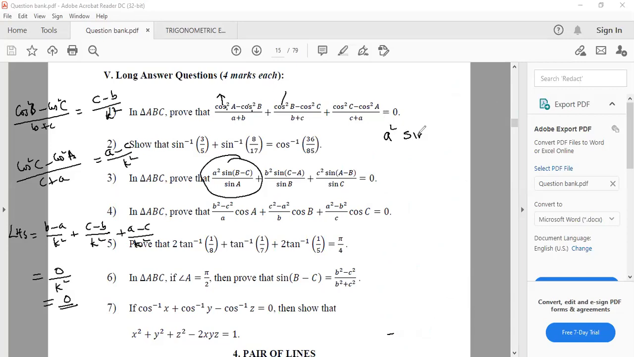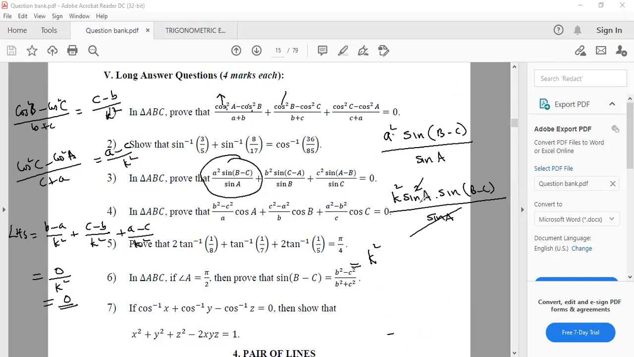A square into sine B minus C upon sine A. 1A, you write as K sine A. Sine square A into sine B minus C upon sine A. So sine A got cancelled. Now listen to me carefully. This sine A you write as sine of 180 minus B plus C.